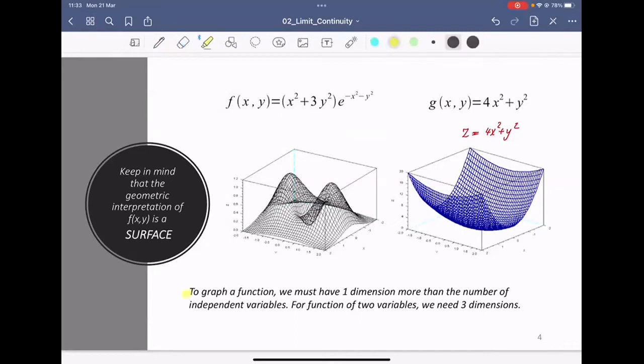Keep in mind that to graph a function, you must have 1 dimension more than the number of independent variables. So for a function of 2 variables, you need 3 dimensions. If you have x, y, and z as your independent variables, you're going to need 4 dimensions to plot it, which you cannot see in a picture here, because 4 dimensions is a lot harder to draw. You have x, y, z, and you need another axis.